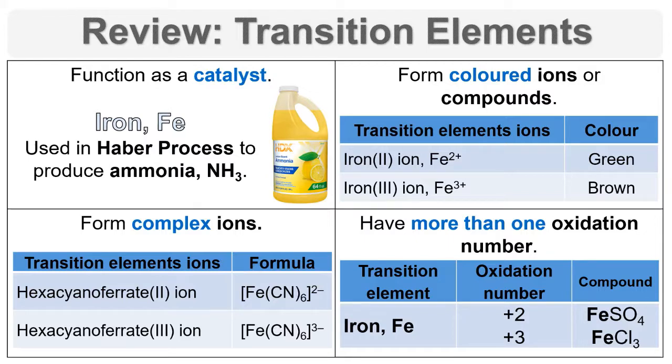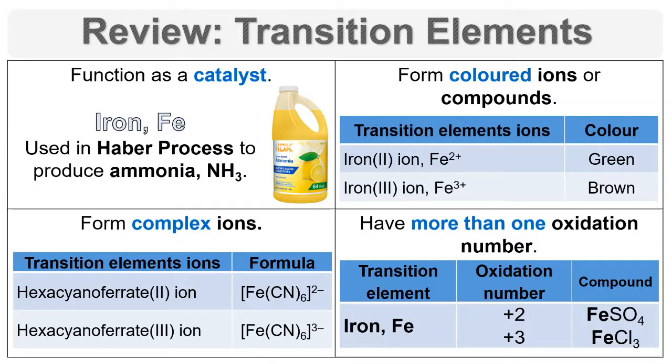They form coloured ions or compounds. For example, iron can form iron(II) ion by donating 2 electrons, and also form iron(III) ion by donating 3 electrons. Iron(II) ion is green in colour, whereas iron(III) ion is brown in colour. They also form complex ions. For example, iron forms hexacyanoferrate(II) ion and hexacyanoferrate(III) ion. These ions are complex ions.